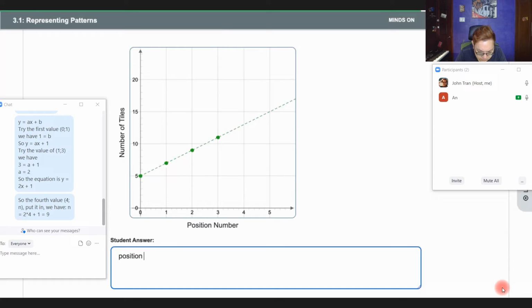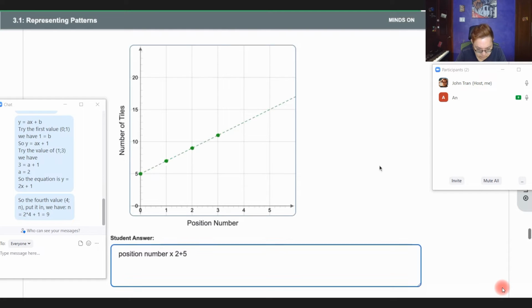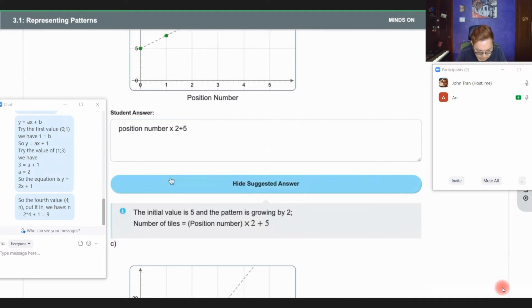So the number multiplied by 2 plus 5. So you start at 0 and you multiply by 2, which is still 0, and plus 5, so you go up to 5. For number 1 you multiply by 2, which is 2, and then plus 5 is 7. So the answer is position number times 2 plus 5. And this is just the answer.